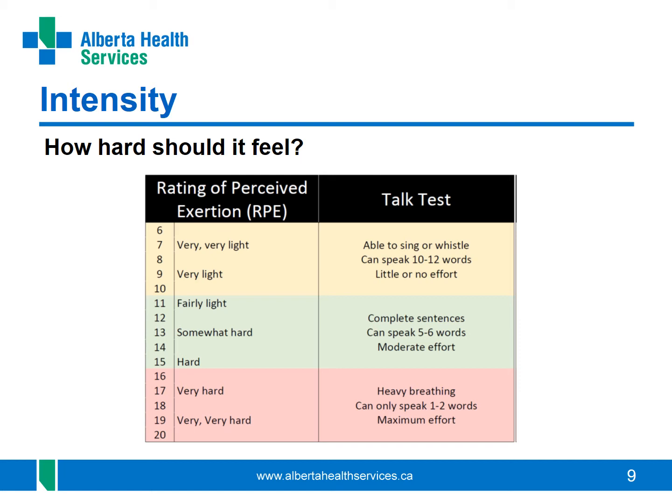So we use a scale called the RPE scale, or the Rating of Perceived Exertion scale. This is that 6 to 20 scale you can see up here on the PowerPoint. And we actually recommend that you aim for an 11 to 13, or maybe even a 10 to 13, I would recommend a lot of the time. So this is where exercise or activities feel fairly light to somewhat hard.